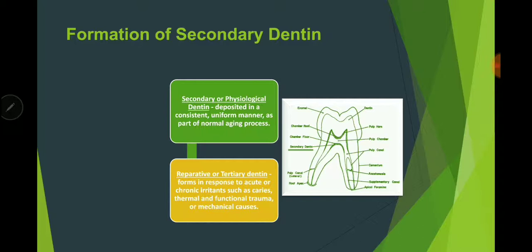Reparative or tertiary dentin. We reviewed this before, so this is a good review again. Reparative or tertiary dentin forms in response to acute or chronic irritants such as caries, thermal trauma, or mechanical causes. That's why sometimes you see somebody with attrition, where the teeth have worn down almost to the dentin, like there's no enamel. But when you ask, are your teeth sensitive? They say no. That's because they have deposited so much reparative dentin that the dentinal tubules are no longer exposed.